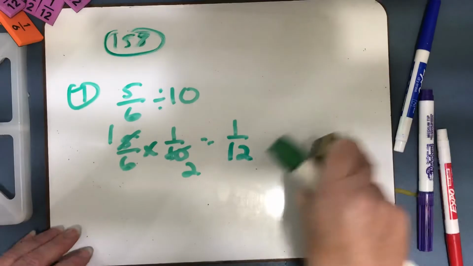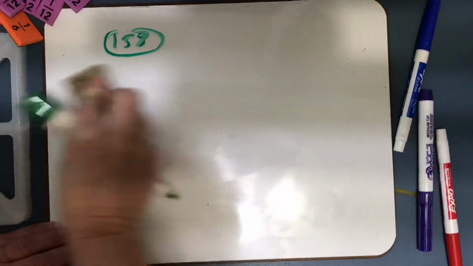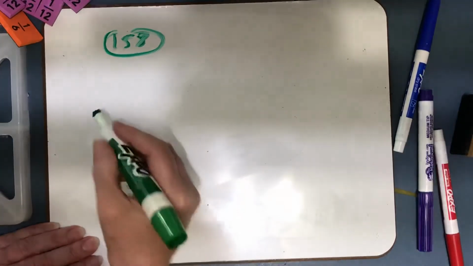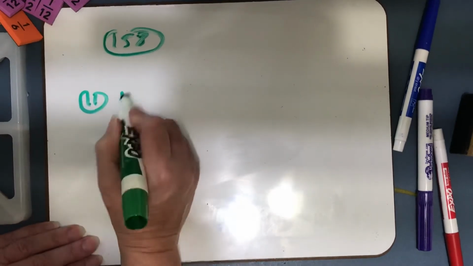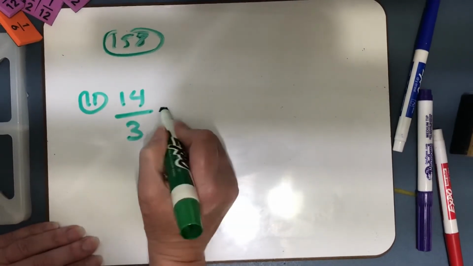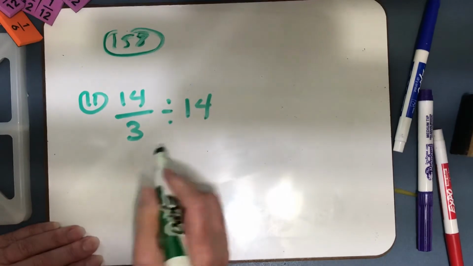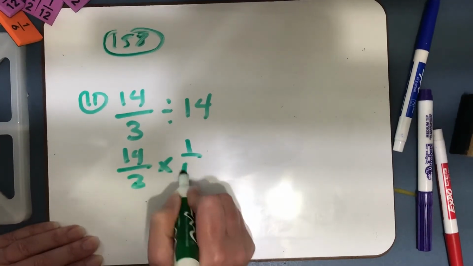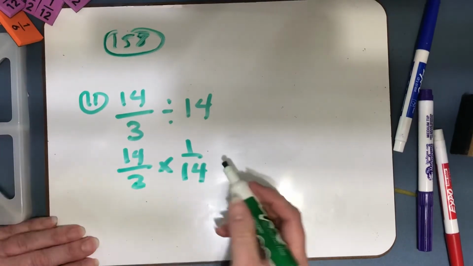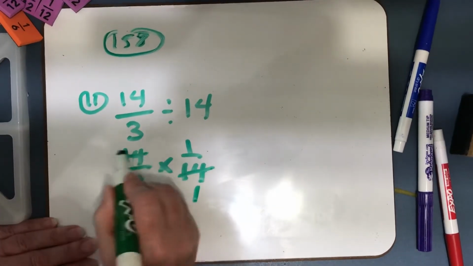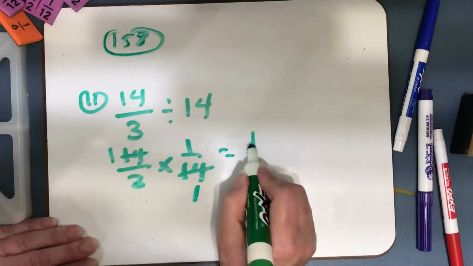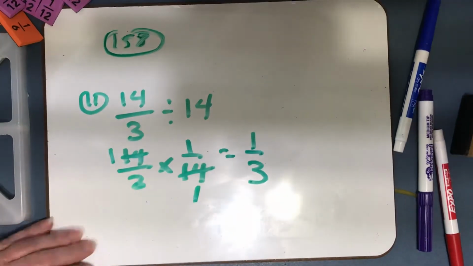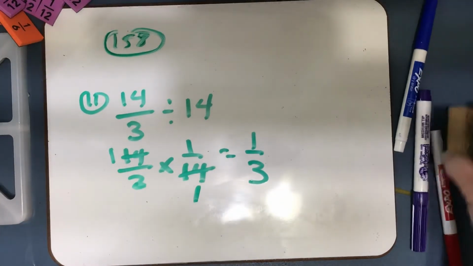All right, let's do one more. Let's do number 11. 14/3 divided by 14. So I'll multiply by the reciprocal of my divisor. And I can simplify here. 14 goes into 14 once. 14 goes into 14 once. And I get 1/3. So 14/3 divided by 14 is 1/3.